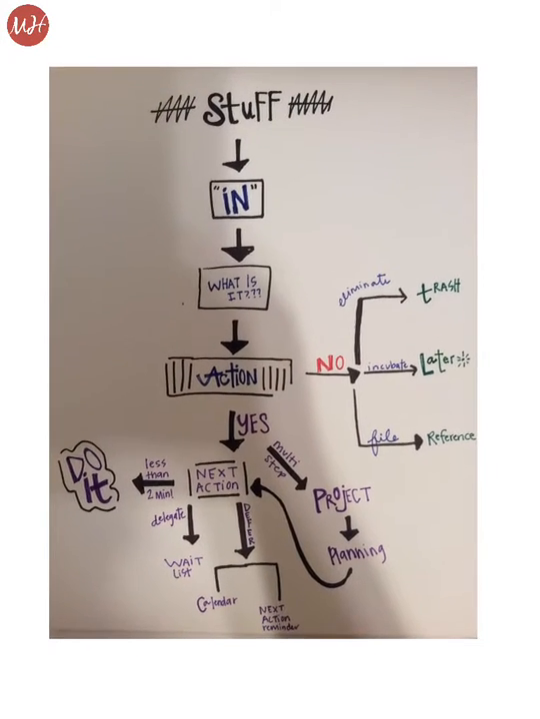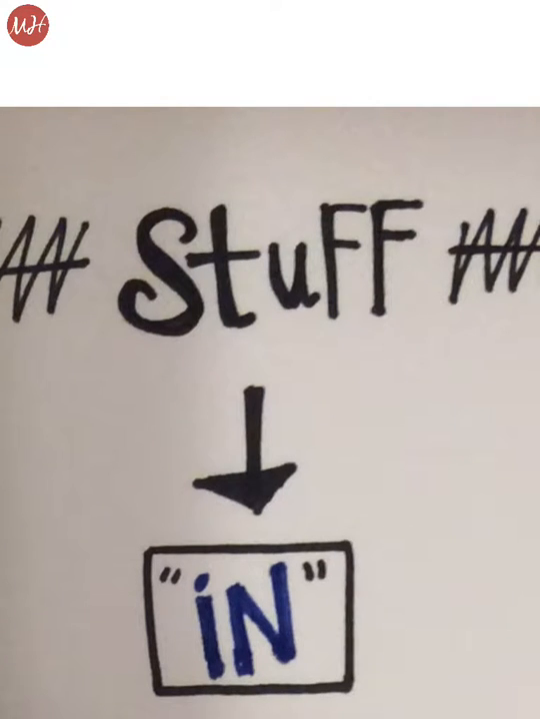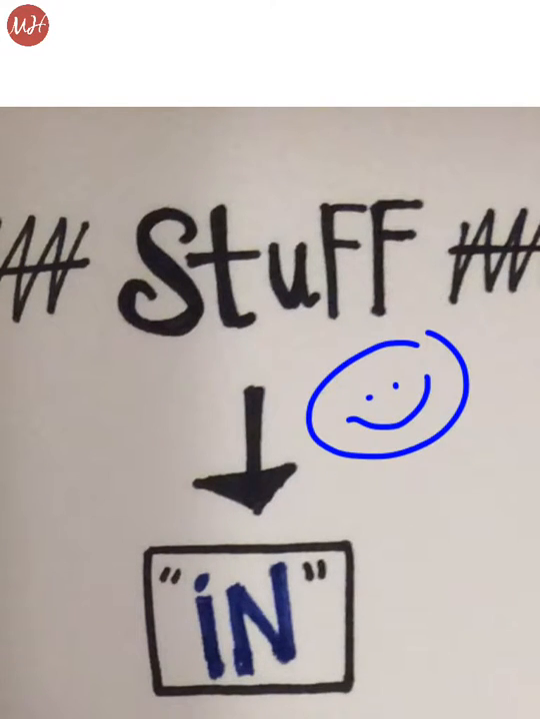So the first thing that David Allen talks about is a thing called stuff. And everyone loves stuff, right? Yeah, stuff's cool. Thumbs up. That was bad. But anyways, so stuff can be anything.